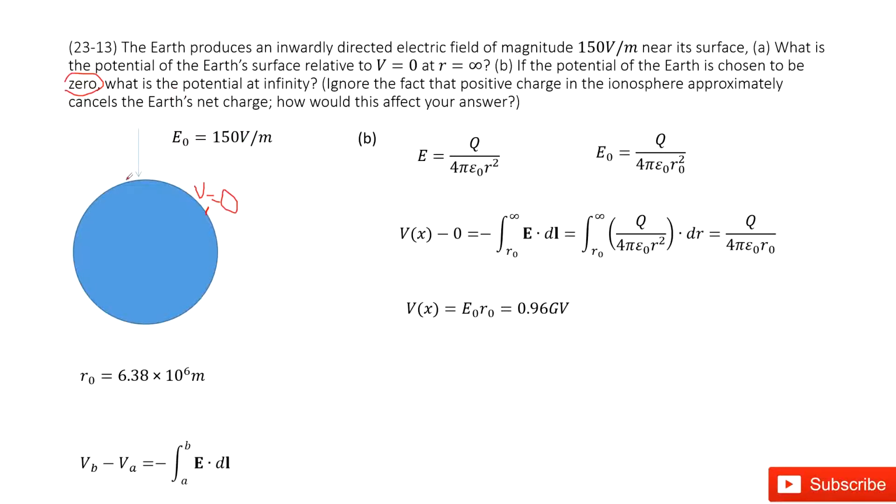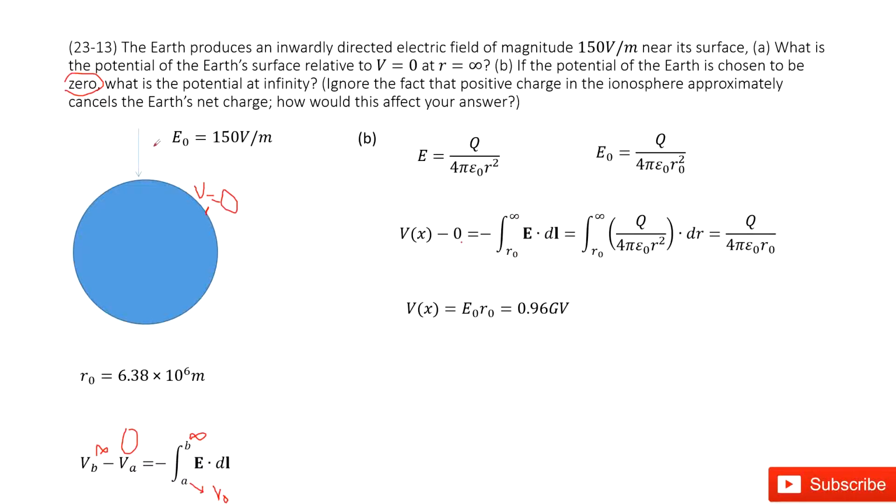We can still consider this function, right? This is a function in our textbook. What is given is the R naught, right? We know at R naught, the Earth's surface, VA equals 0. Agree? In this case, B becomes infinity, and A becomes R naught. So we input it inside. VA becomes 0, A becomes R naught, B becomes infinity, and in this case, E dot dl.